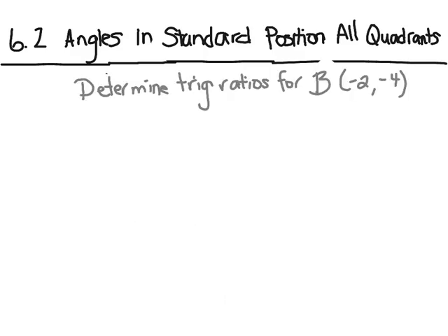So for example 2, we want to find the trig ratios for the point B is negative 2 and negative 4. So first thing we do, let's draw a picture. Because our x is negative 2 and our y is negative 4, we know that it's going to be in quadrant 3. So we're going to have a line here. Our x is negative 2. And our y is negative 4. So it should look something like this.